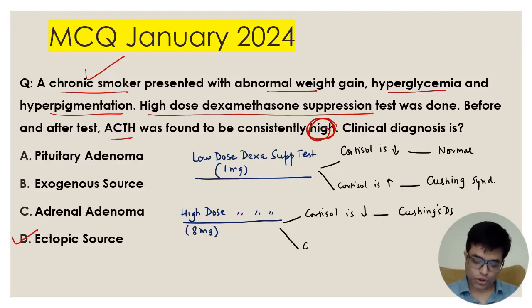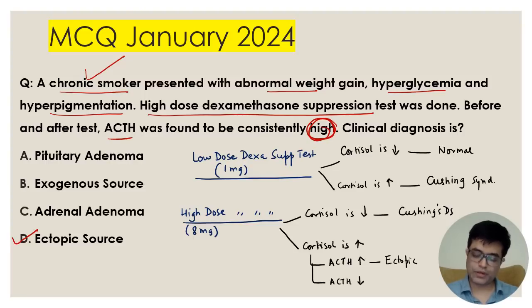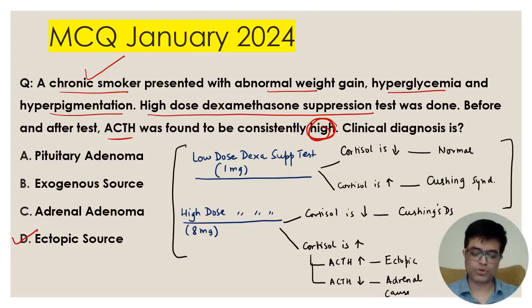If you find that the cortisol level is increased, then you look further at whether ACTH is high or low. If ACTH is also high, that will indicate ectopic cause. And if you find that the ACTH in the patient is low, it will indicate an endogenous cause, but it is ACTH independent, so you will think of adrenal cause as the answer. This is a second approach, but for some questions this approach also works.